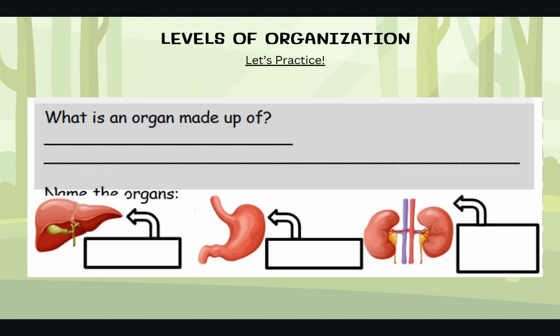What is an organ made up of? Yeah, we just said it. A group of tissues in the same place with the same function. Notice the qualifiers: in the same place with the same function. So even if I have the same tissue in two different places doing a similar job, that doesn't make it an organ. They need to be in the same place with the same function. Okay?